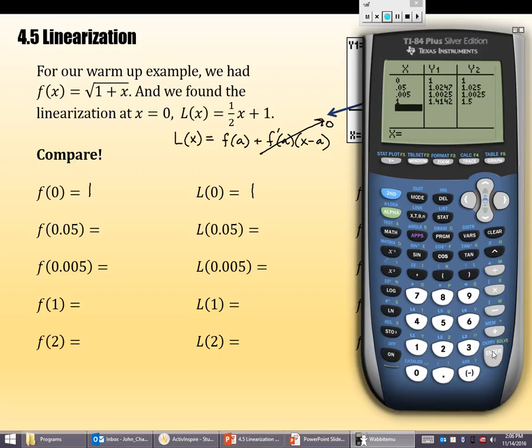At 1, that's a little further away, but still, it's not terrible. We're still only 0.08 off. And at 2, we're suddenly not very good anymore.